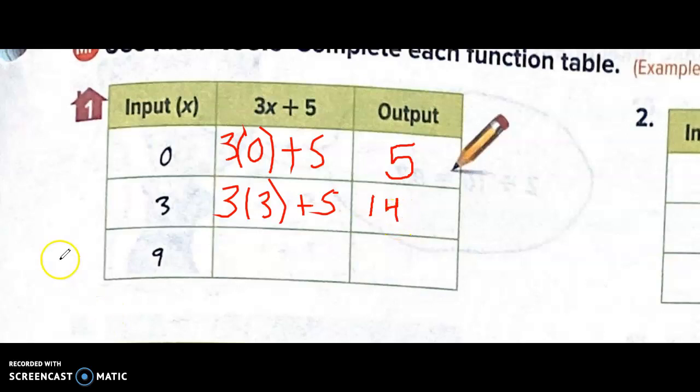And last, we have 3 times our x, which this time around our x is 9. 3 times 9 plus 5. Do 3 times 9 first, and you would end up with 27. And then you are going to do 27 plus 5 to get our output. And 27 plus 5 is, there you go. All right, do the rest of the problems on your own and turn it in on Google Classroom.